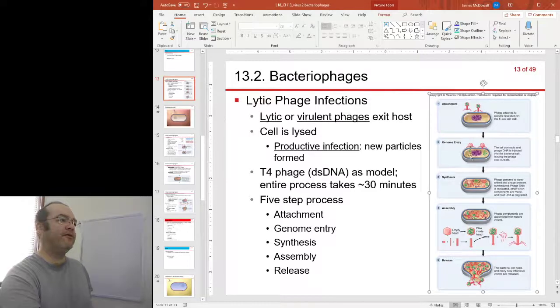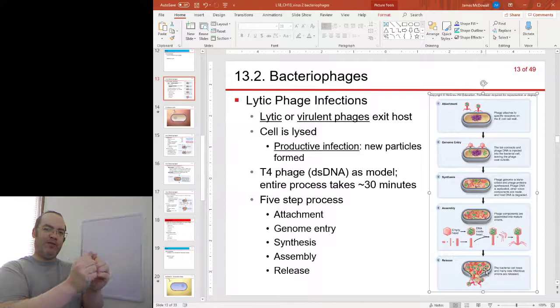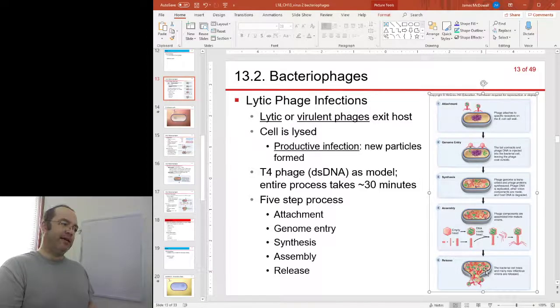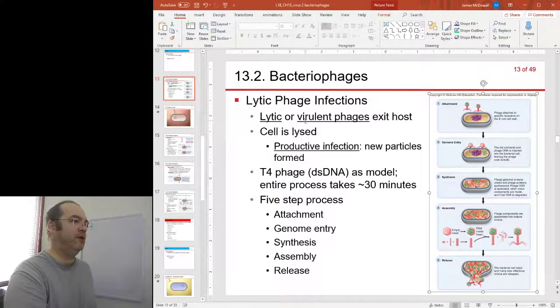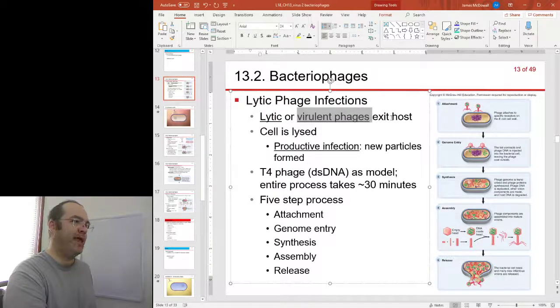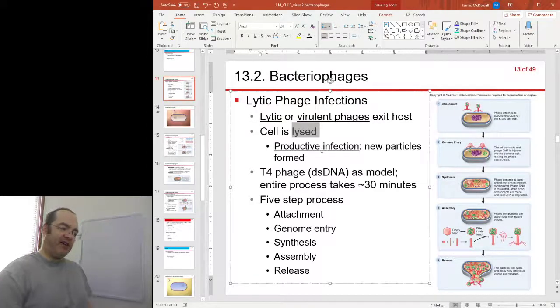And in the case of lytic phages, and phages in general, they typically only have the one way of escaping the cell, at least the kind of phages that we're going to look at. They cause the cell to burst, and the phage particles are released into the environment. So a lytic phage, also known as a virulent phage, exits the host when the cell is lysed. The cell is broken open. It's also known as a productive infection because new viral particles are being produced.